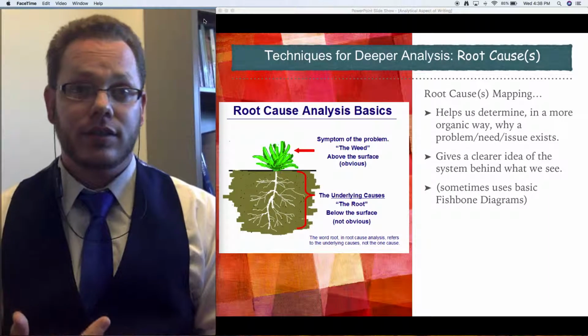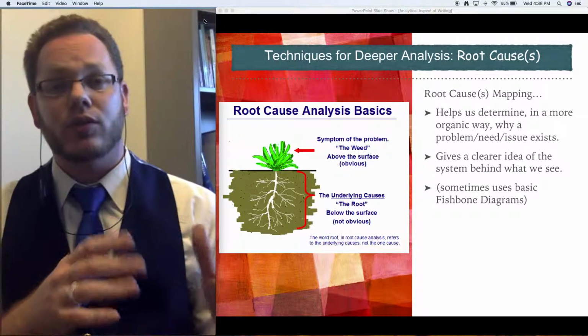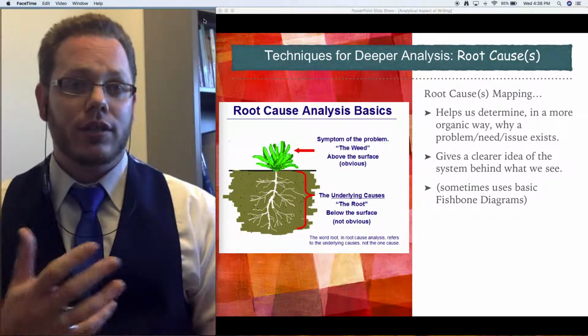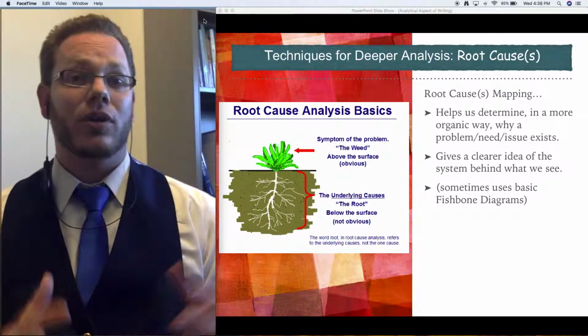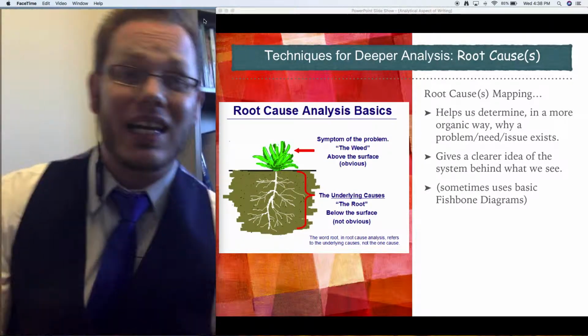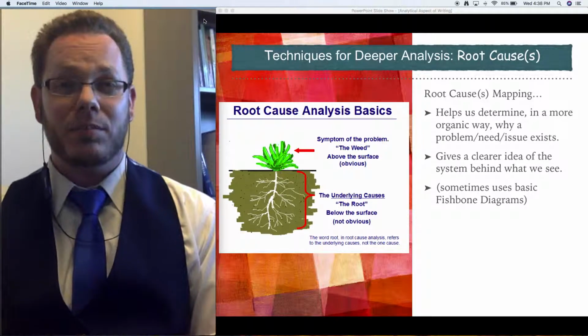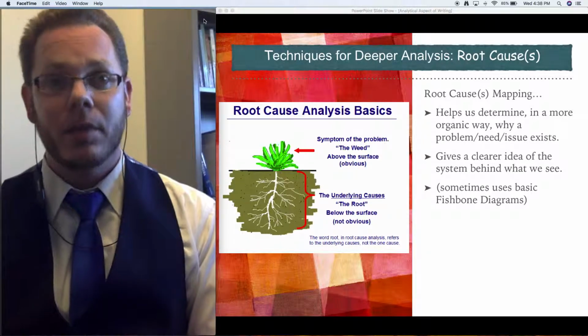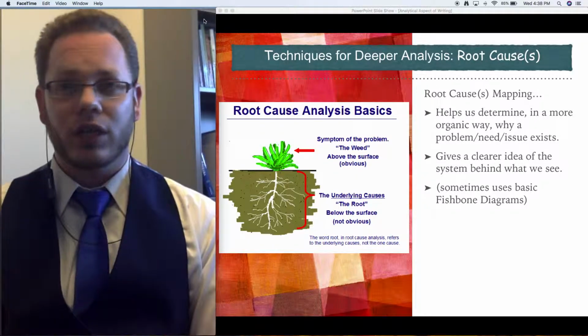Root cause analysis is sometimes called root causes or root causes mapping. Root causes analysis is probably more accurate. But much like the iceberg, it's a very simple model. Often the things we see are simply the symptoms, and we have to look at the symptoms and figure out the roots beneath them so that we can truly solve whatever it is we are trying to solve.